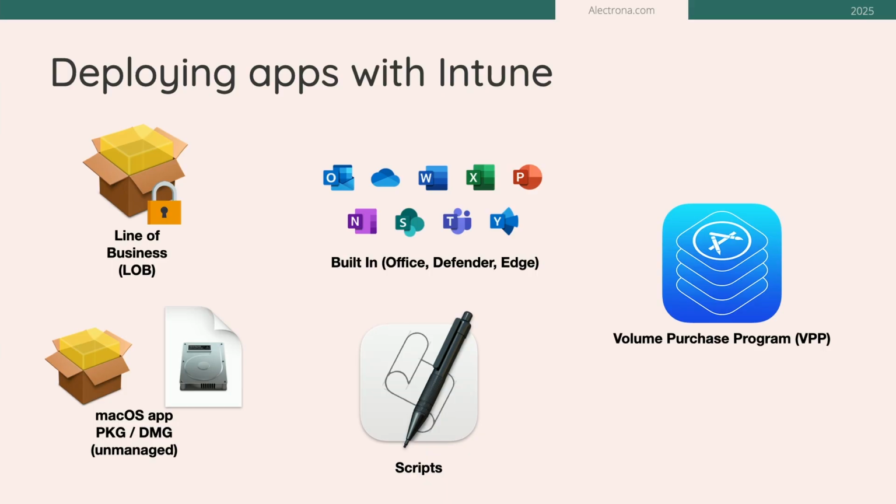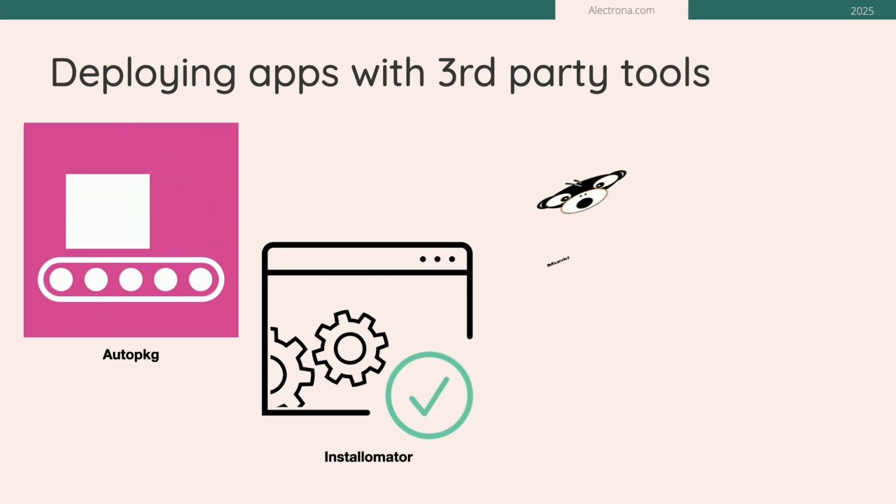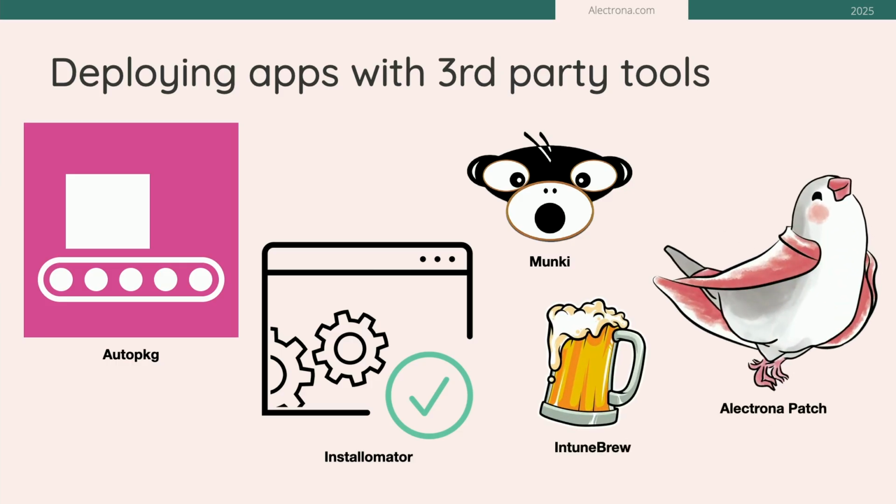We'll go into those in a little more detail later. In addition to that, there are third-party tools that allow you to deploy apps and manage updates as well. Those include AutoPkg, Installomator, Munki, and Intune Brew, which is newer and deals more with Graph API development, as users or admins start to see the features provided through the API and wrap tools around them to better help the admins themselves, as well as our own tool, Eletrona Patch.